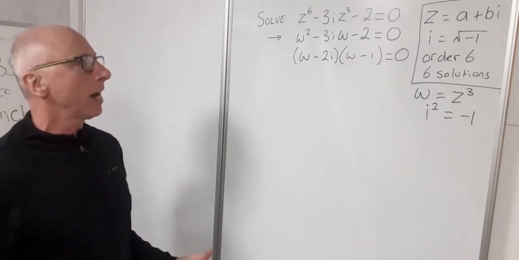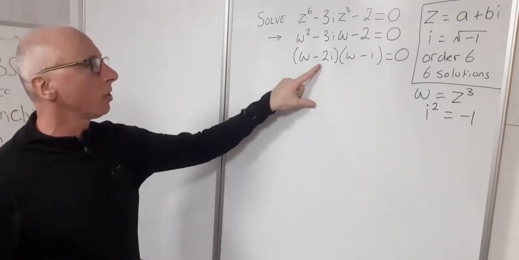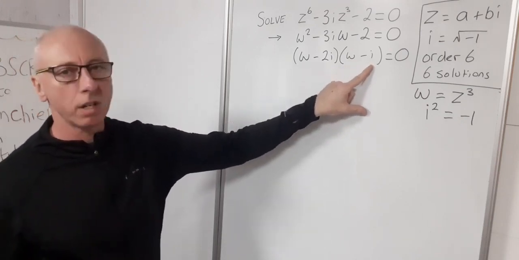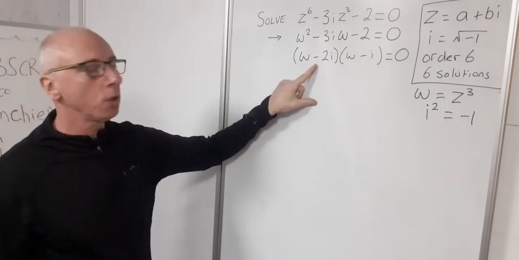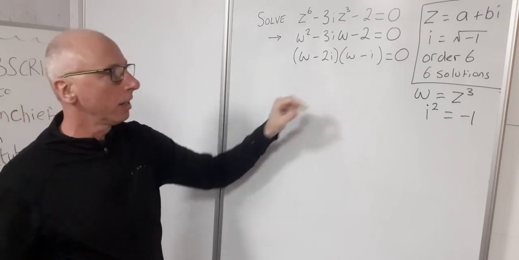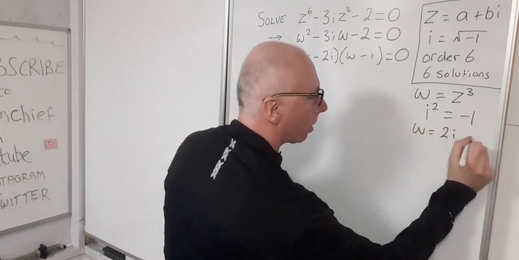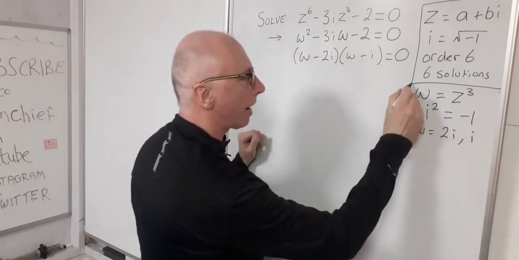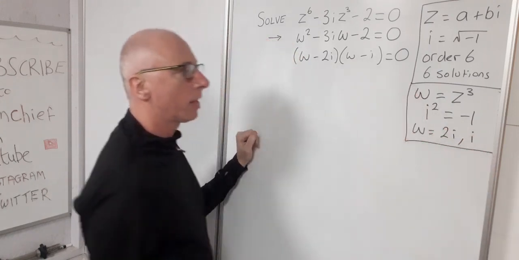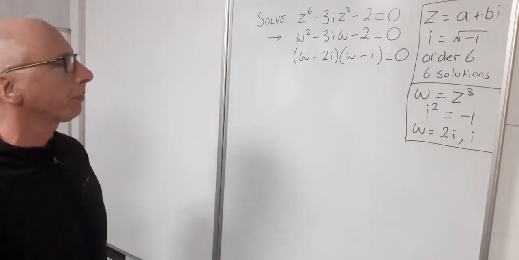So now solving that, I've got w -2i equals 0, or w -i equals 0. So therefore w will equal 2i or i. So that's what we've got there. So w equals 2i or i. So I'm just going to write it in that format. So that's what I've got so far.